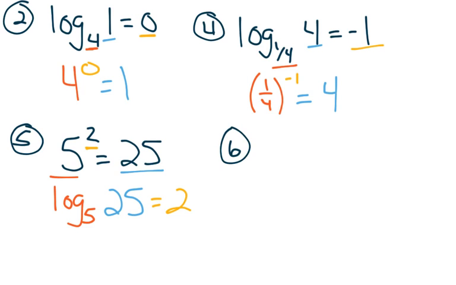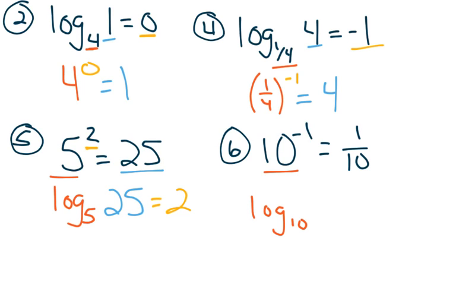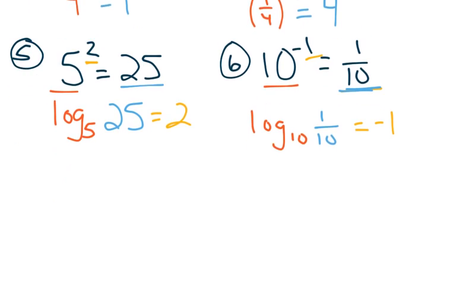Let's try another one here, number 6. 10 to the negative first power is equal to 1/10. Okay, so start with your base. So we get the log base 10 of your original answer, 1/10. Whoops, that should be in blue, sorry. 1/10 is equal to your exponent of -1. Log base 10 of 1/10 is equal to -1.